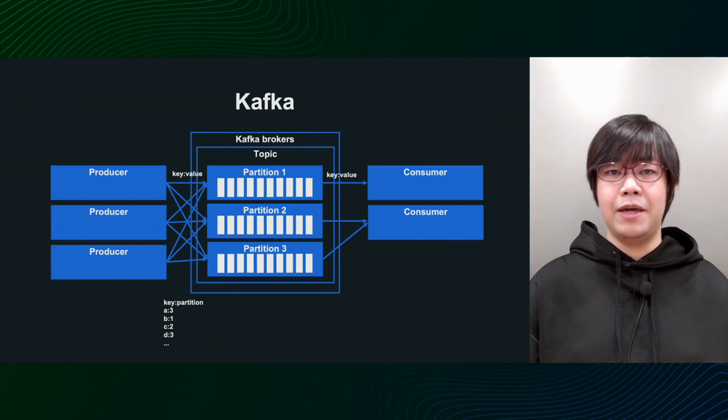Kafka is an event streaming middleware that uses the PubSub model. The producer that sends data to Kafka specifies a topic and sends data in key value format. Topic is separated into multiple units called partitions, and the partition is determined by the key. The consumer that receives data from Kafka subscribes to each partition and processes the data.